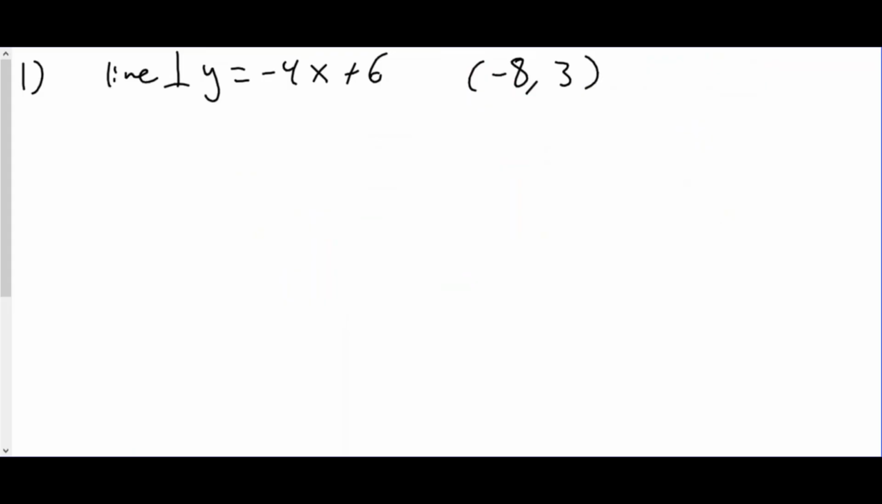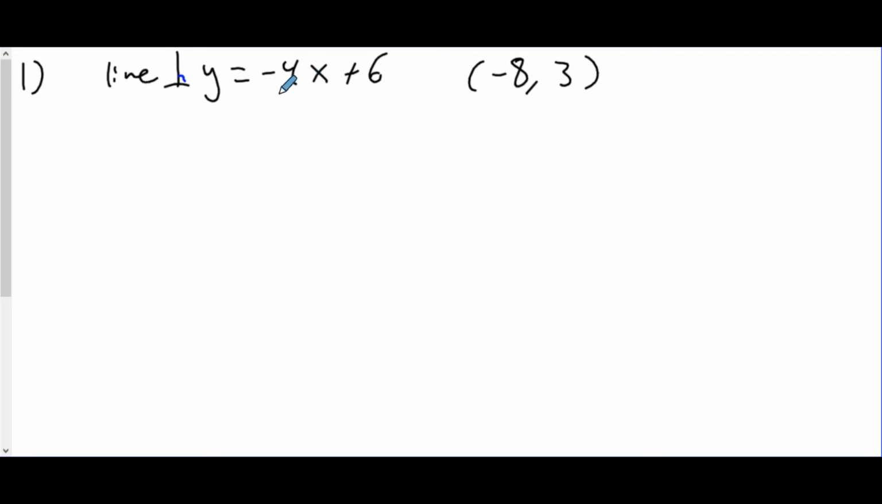So I want to find the equation of the line that's perpendicular. That's what this symbol means, because you'll see it's two perpendicular lines making a right angle. Perpendicular to y equals -4x plus 6 that goes through the point (-8, 3). So I need to find the slope. Unlike parallel lines, I can't just circle the slope here. I need to find the opposite reciprocal.